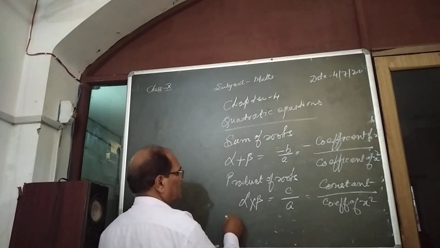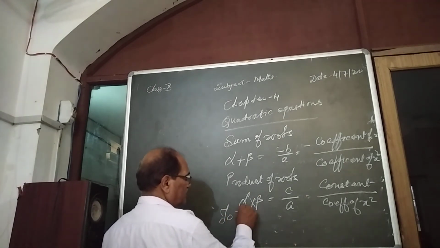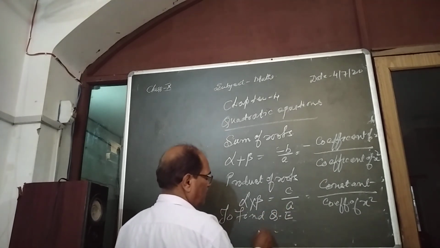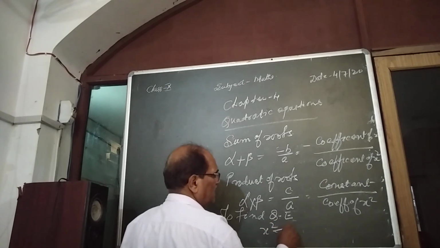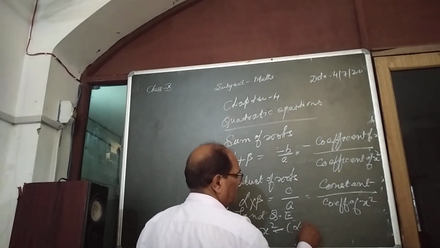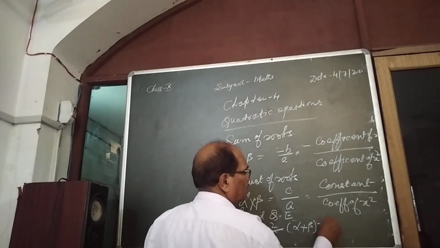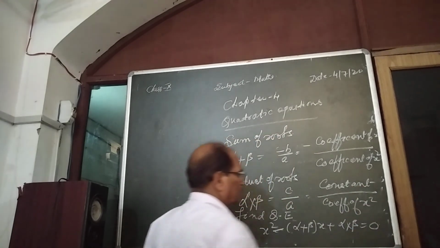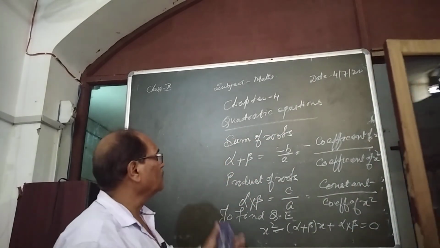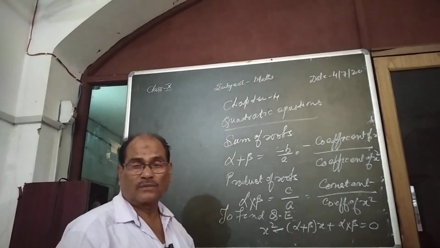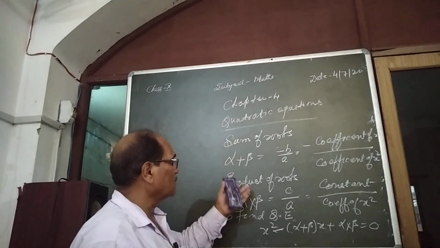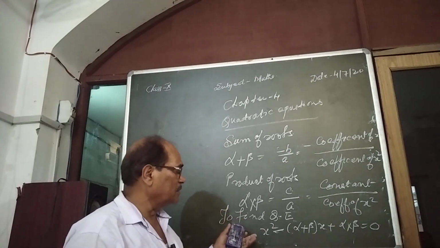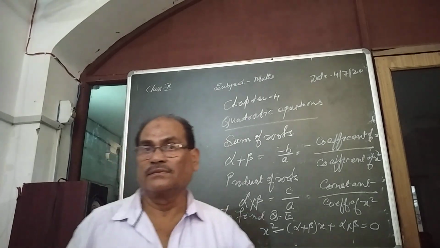And the last one is to find the quadratic equation. To find the quadratic equation, the formula is x square minus sum of roots, alpha plus beta, into x, plus product of roots, alpha into beta, equal to 0. So first of all, you should know all these formulas. Then we will start the solution of quadratic equation by the factorization method, and some applications also. That I will teach you in the next class.